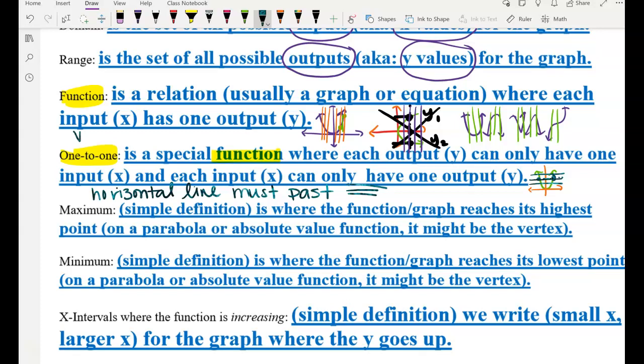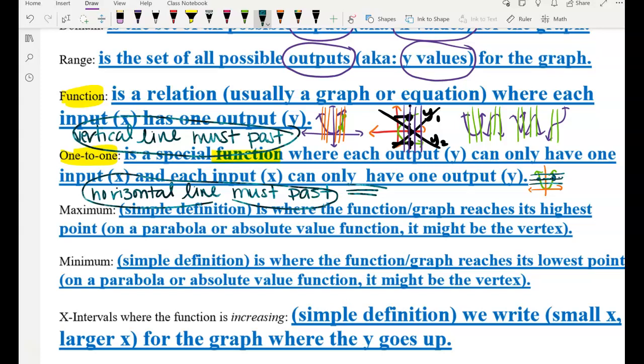So for a function, if we were to make a vertical line test, it has to pass the vertical line test, okay? So the vertical line test must pass first. So that's what it needs to be a function. And for a one-to-one, in addition to being a function, it also needs to pass the horizontal line test.